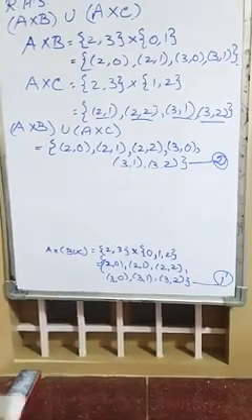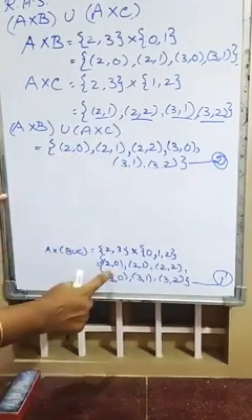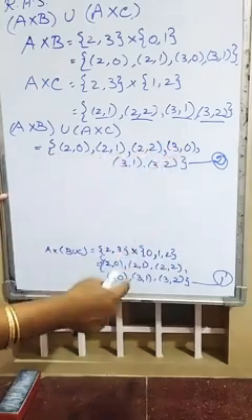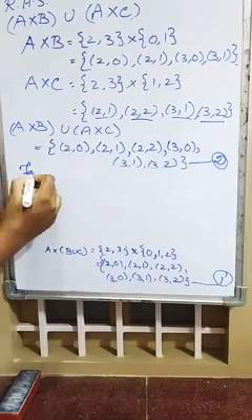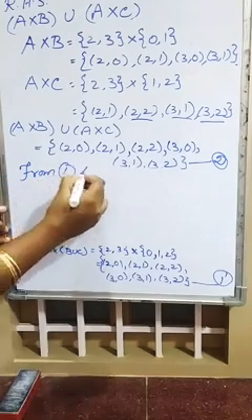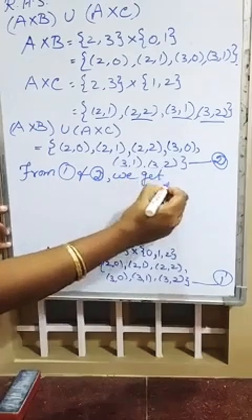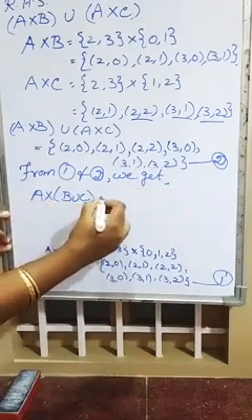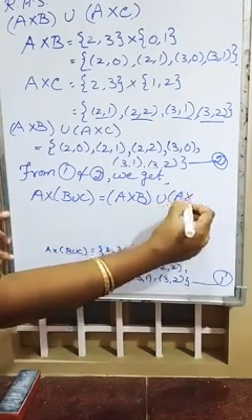Now check equation 1 and 2. (2,0), (2,1), (2,2), (3,0), (3,1), (3,2). Therefore, these two are the same. Therefore, from equation 1 and 2, we get the result A cross (B union C) is equal to (A cross B) union (A cross C).